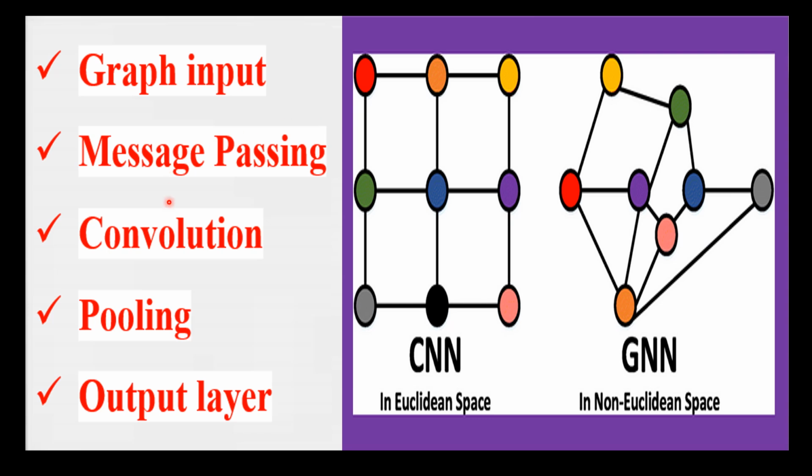Then comes convolution. After message passing, the graph neural network applies a set of convolution layers to the graph, and these layers use filters similar to those used in convolutional neural networks to analyze the graph and identify important features.